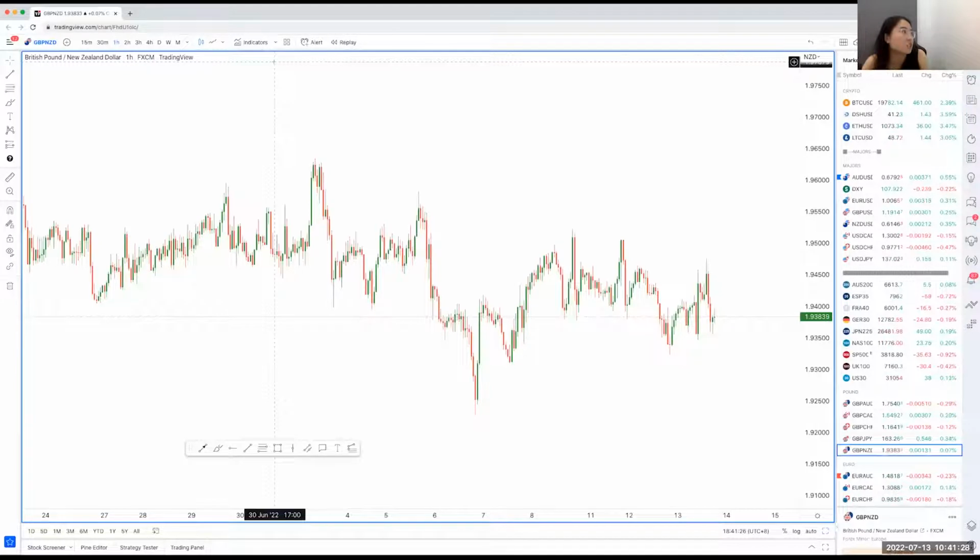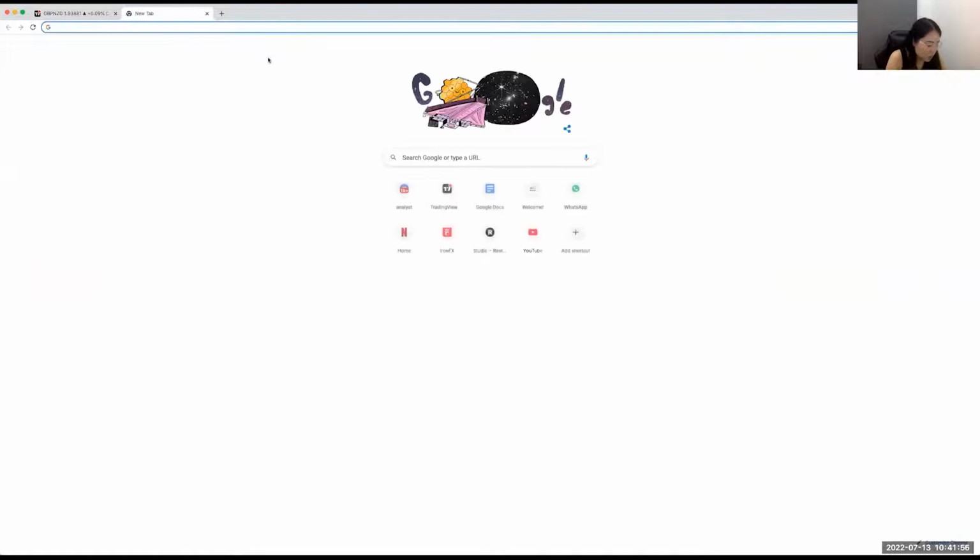There are correlations with pairs. It's the same with USD, the Canadian dollar, and oil. Why? Because Canada is a very big oil producing country. Yes, thank you so much, Kurt. The GBP NZD is very closely related to, number one, the GBP AUD, because the AUD and the NZD are very correlated.